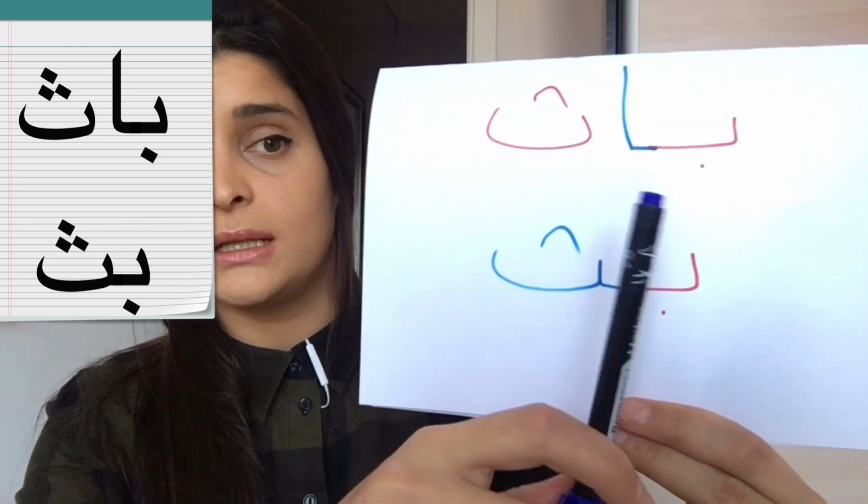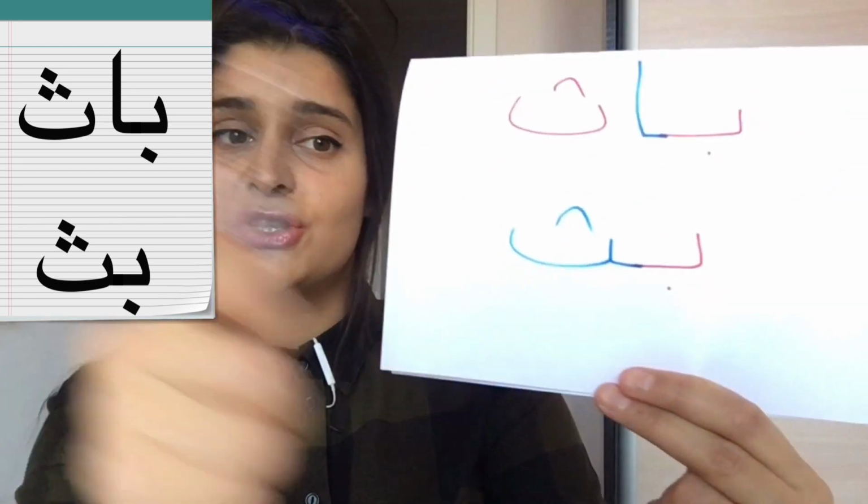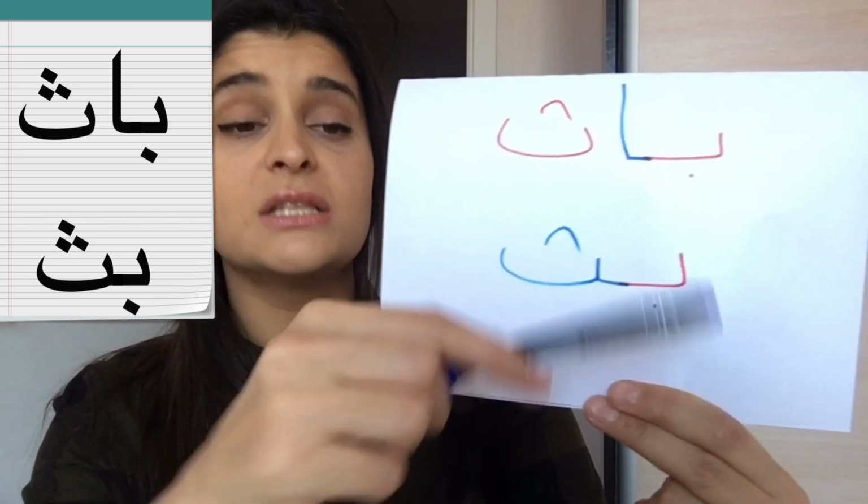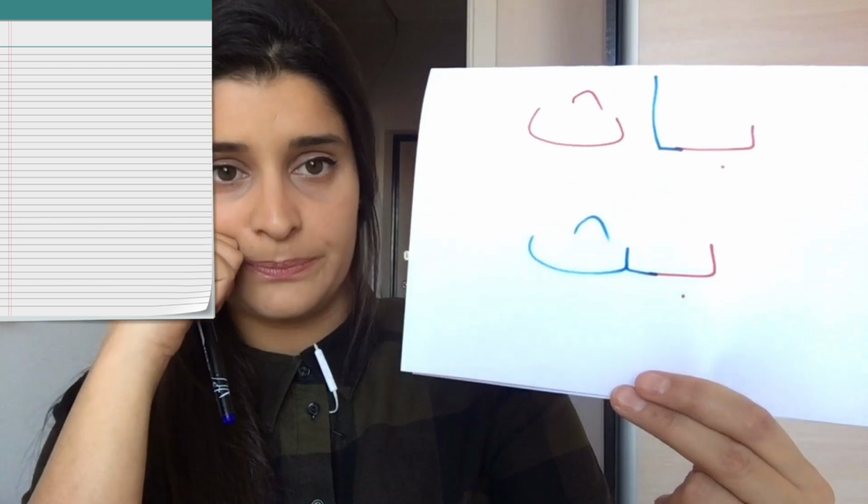As you can see, letter ba is a kind letter, so it will connect with letter tha, and letter tha will give its hand and connect with letter ba.